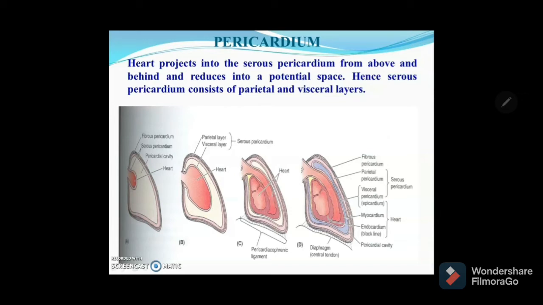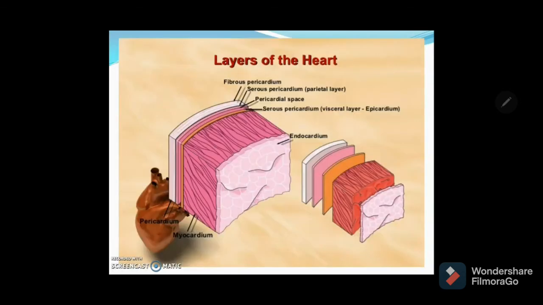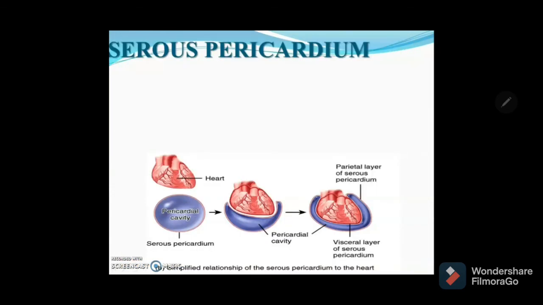Heart descends from above and behind. So it is intrafibrous but extra serous in position. So after this you can see the different layers of the heart here. From inside to outside you are noticing the endocardium there, lined by complex homoceptilium, myocardium, then visceral layer, parietal layer, then fibrous pericardium. That is what you are noticing.